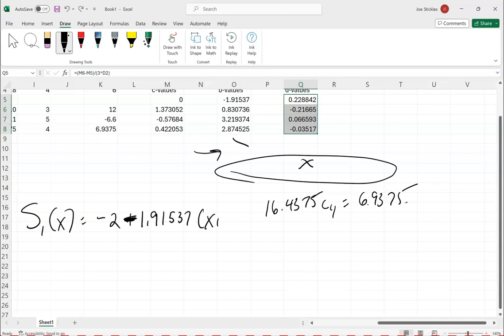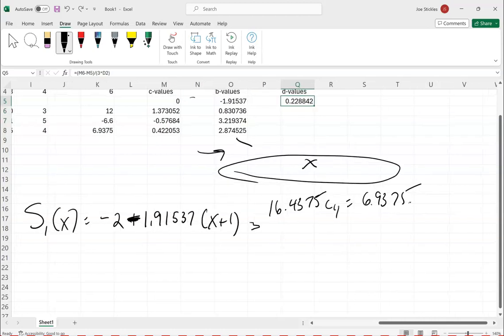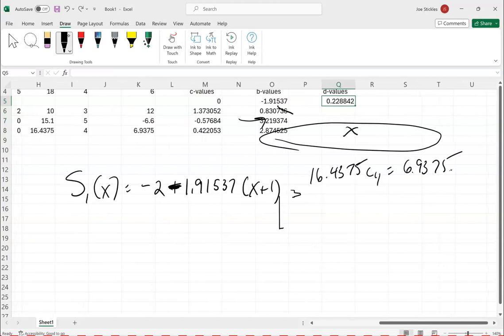1.91537 times x plus 1, because your first x value was -1. Your next one, your C is 0, so there isn't an x plus 1 squared term, and then a plus 0.228842 times x plus 1 cubed. Right?